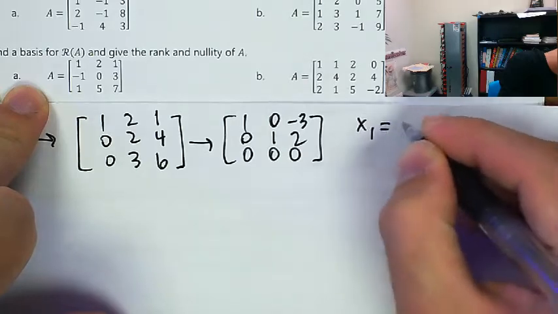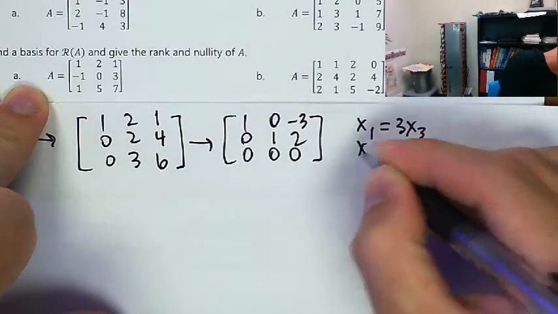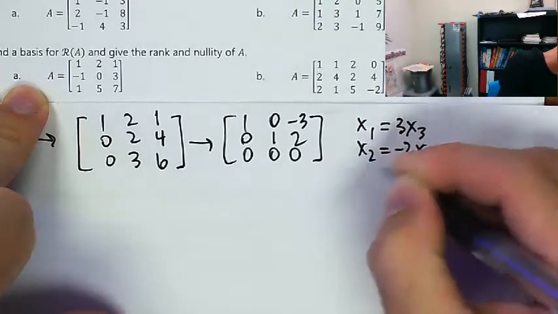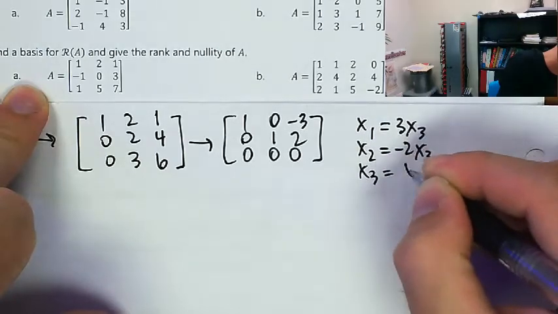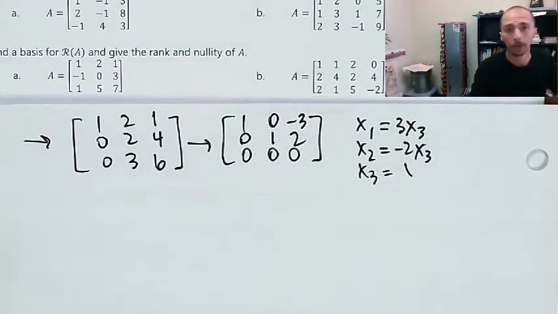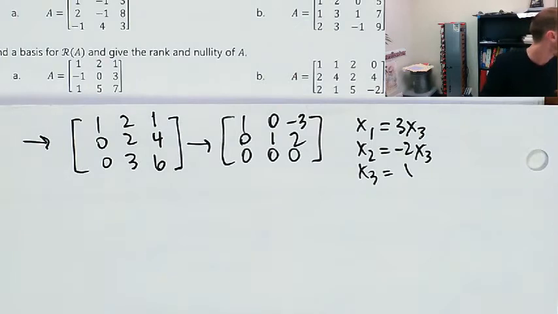So this is x1 equals 3x3, x2 equals negative 2x3, x3 can be what it likes. Pardon me, I was doing the null space again. Just ignore that.